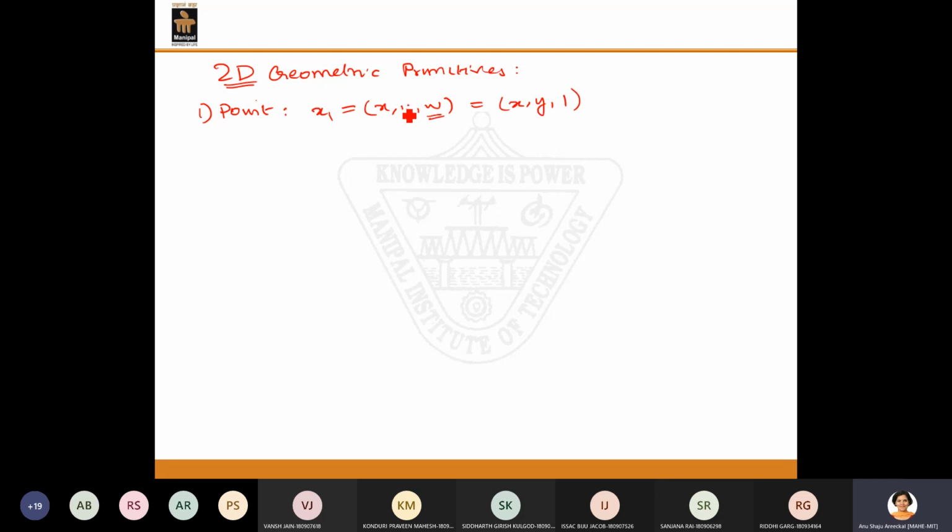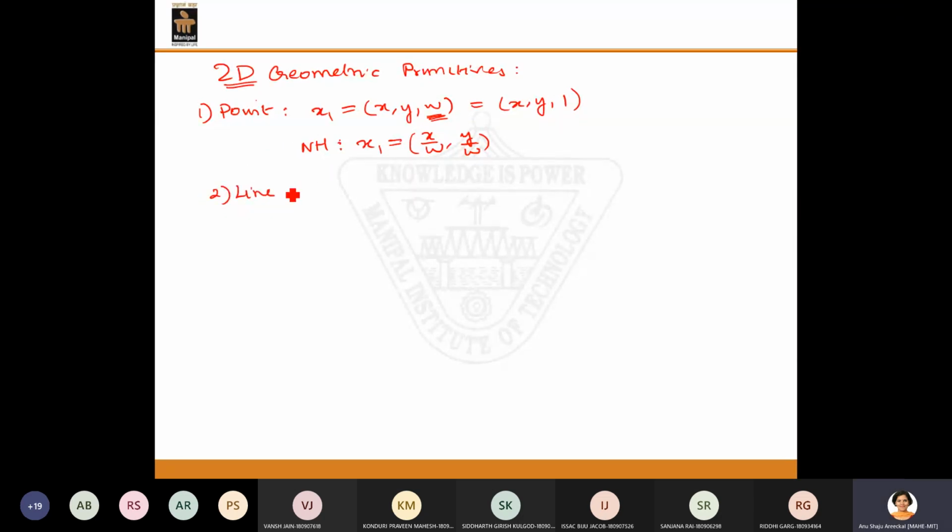as a scaling factor. So in the projective space, it is defined up to a scale. That means when we are converting back to the non-homogeneous representation, we always divide by this third coordinate. So to get the same point in the non-homogeneous representation, the point becomes x by w and y by w. So it's always defined up to a scaling factor. Now this is a representation for a point.